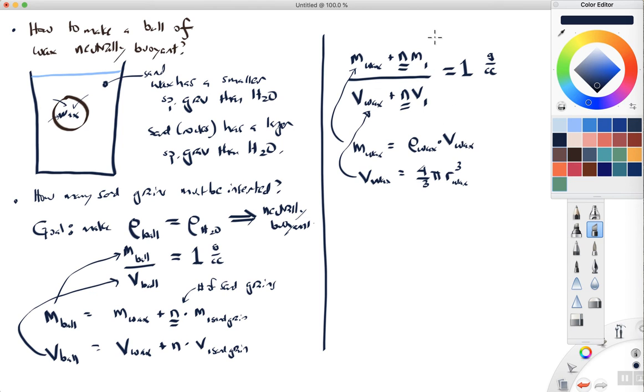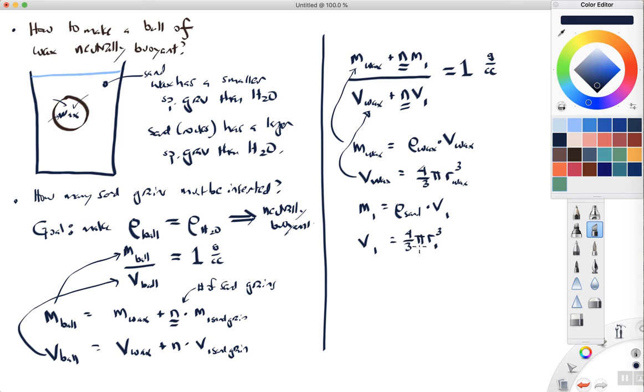The mass of 1 sand grain, we need to know what that is. The mass of 1 sand grain would be the density of sand, and I guess we'd have to look up whatever the density of the rocks that sand is made out of, maybe limestone or something, times the volume of 1 sand grain. And what is the volume of 1 sand grain? Well, let's just assume, for the sake of argument, that it is also a sphere, 4/3 pi times the radius of 1 sand grain cubed.